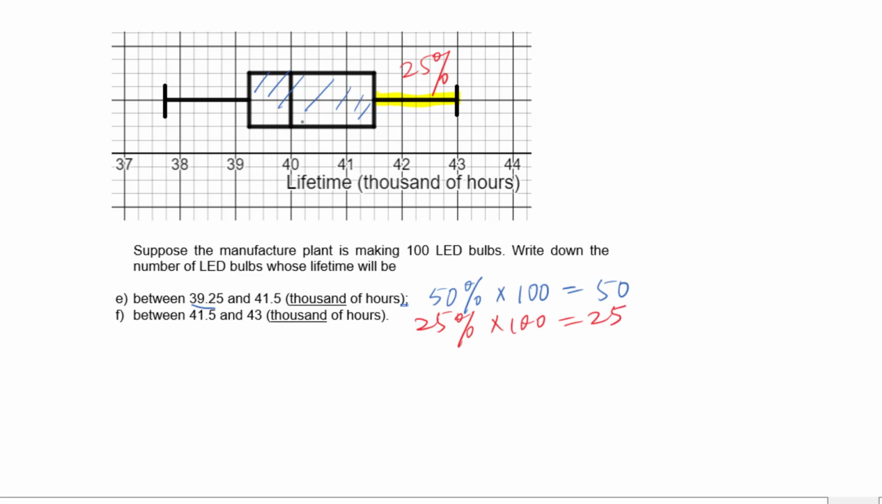Remember for the box and whisker diagram, in this box will be 50% of data. This is 25% of data. From lower quartile to median, this is 25%. From median to the upper quartile will be 25% of data.